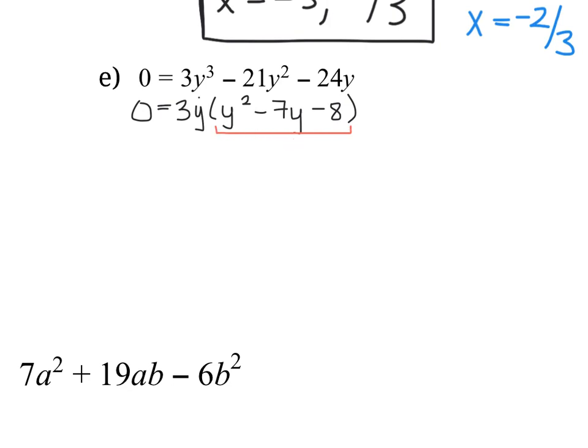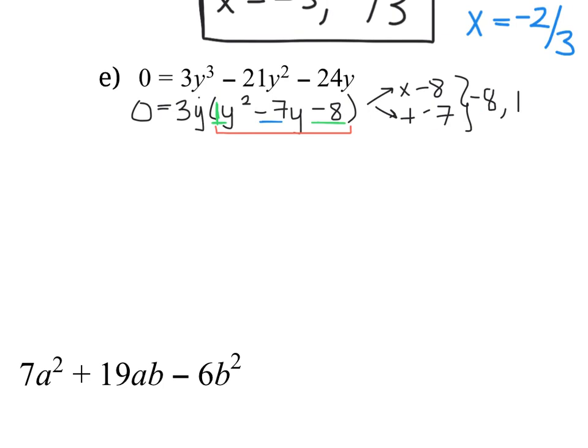So using decomposition, we're looking for two numbers that multiply to our a value, so multiply to 1 times negative 8. So that's going to multiply to negative 8, and add to our b value, which is negative 7. Can we think of these two numbers? If you tried the numbers on your own and came up with it yourself, you get negative 8 and 1. So negative 8 times 1 makes negative 8. Negative 8 plus 1 makes negative 7.